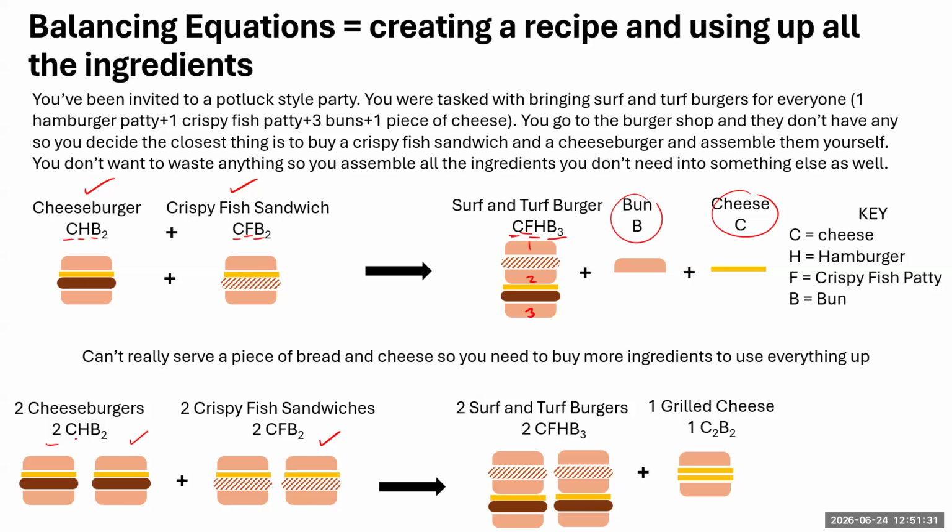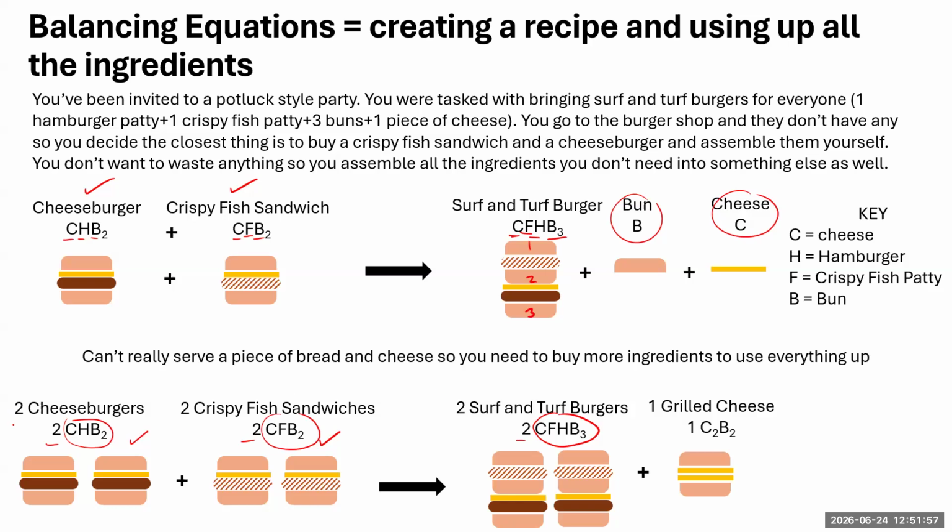So there's 2 of these, 2 of these. What I end up with is now 2 of the surf and turf burgers, right? And when you look at the leftover stuff, now we can assemble 2 cheeses and 2 pieces of bun to make a grilled cheese sandwich. So this is the core of balancing.